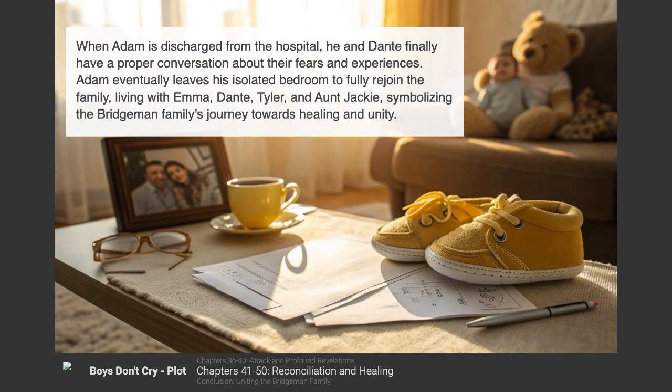When Adam is discharged from the hospital, he and Dante finally have a proper conversation about their fears and experiences. Adam eventually leaves his isolated bedroom to fully rejoin the family, living with Emma, Dante, Tyler, and Aunt Jackie, symbolizing the Bridgeman family's journey towards healing and unity.